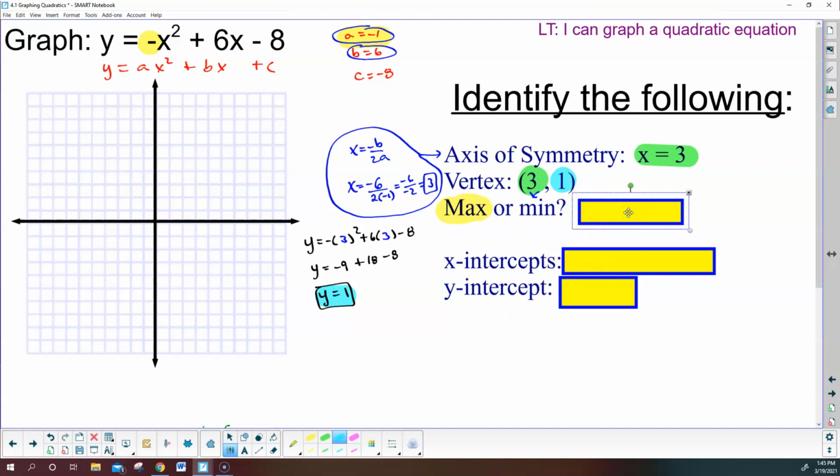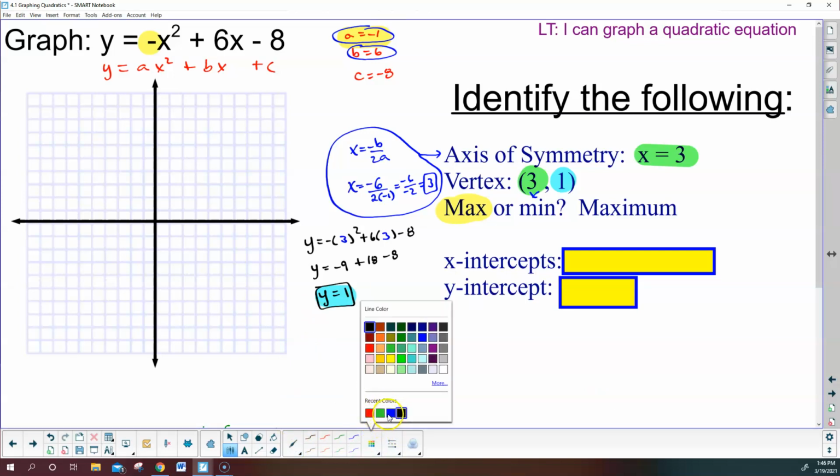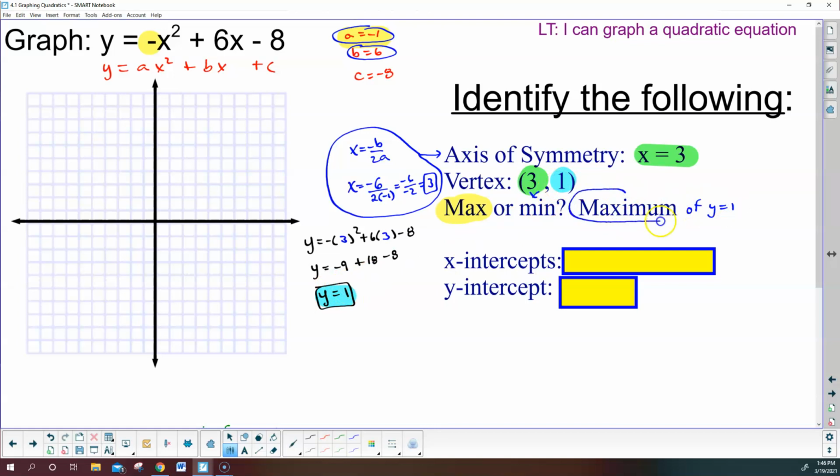And we already know that this is a maximum point, even without graphing it. The A value told me the max. And now we actually know what the maximum value is too, right? It's the highest output, because it's a max. It's 1. It's the Y value of your vertex. Okay? The 3 is where it occurs. The 1 is the actual value of it.